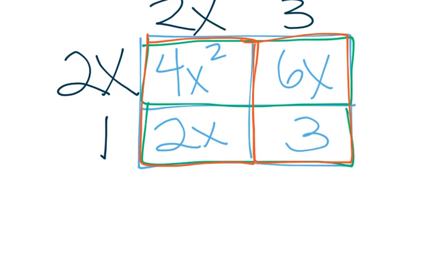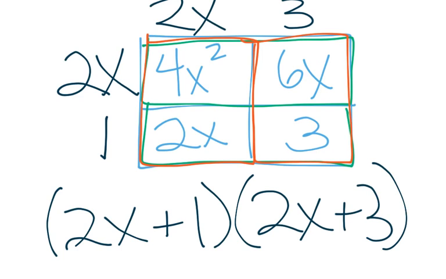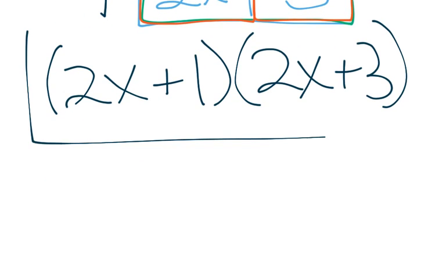So our answer is going to be 2x plus 1, which is this side right here, and 2x plus 3, which is this top part right here. And this is going to be our final answer.